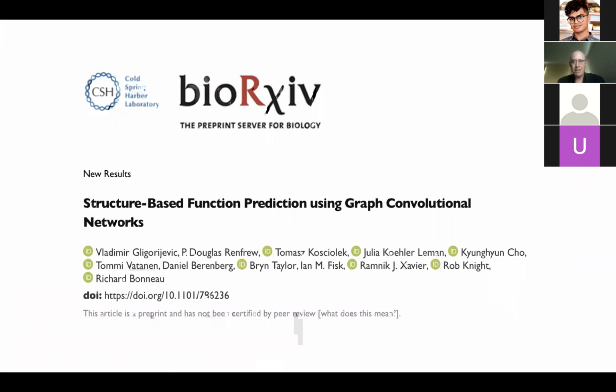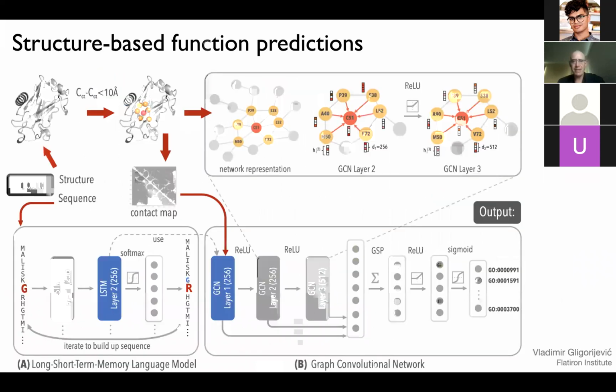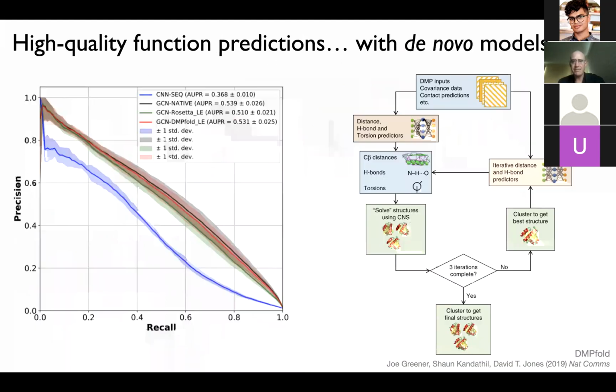So where we're going with this is also to be able to do improved structure-based prediction of function using graph CNNs. Essentially what we're trying to do here is take the structures, including the predicted structures, and from the structures understand what the function is by building a network representation of the residues and understanding where the active sites are. And so we're using a combination of LSTMs and graph CNNs to do this.